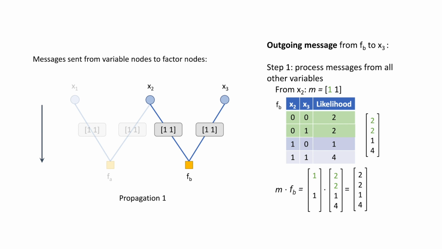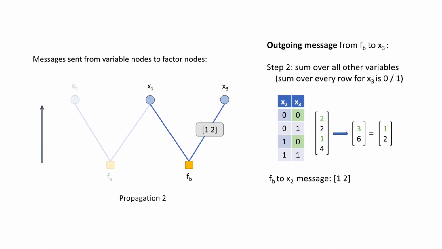Consider the messages from factor b to variable 3. The first step is to process messages from all the other nodes. The messages received are then multiplied with corresponding rows in the factorization. For example, the first one in message m corresponds to when x2 is 0, and thus it is multiplied with all rows in fb with x2 equal to 0. If there are multiple m's in this stage, they are all multiplied together in a similar manner.